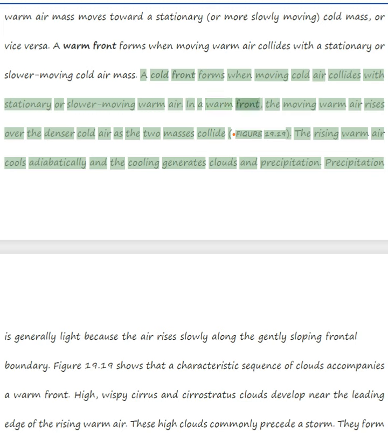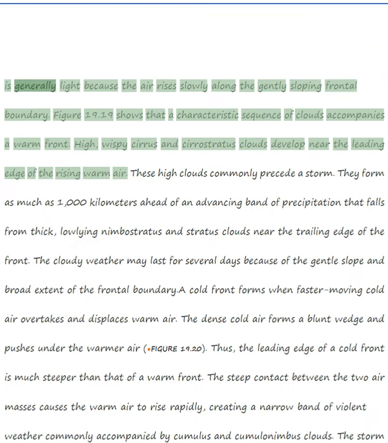In a warm front, the moving warm air rises over the denser cold air as the two masses collide. The rising warm air cools adiabatically and the cooling generates clouds and precipitation. Precipitation is generally light because the air rises slowly along the gently sloping frontal boundary. Figure 19.19 shows that a characteristic sequence of clouds accompanies a warm front.